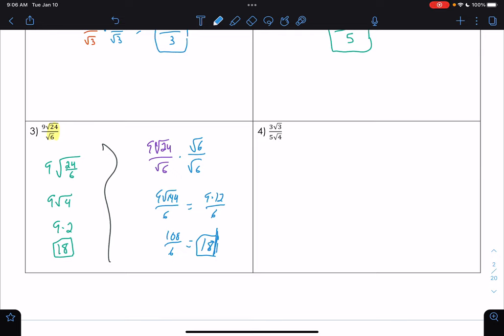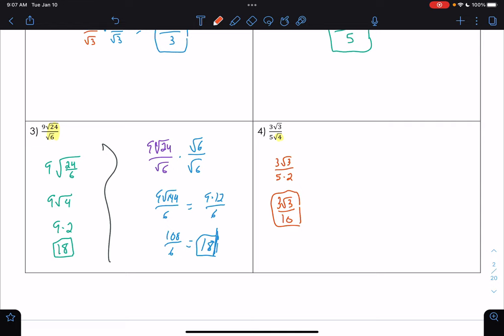Okay? Last one here. So we've got 3 square roots of 3 over 5 square roots of 4. Well, maybe right away you notice that square root of 4 is a perfect square. So this would be 3 square roots of 3 over 5 times 2. And 3 square roots of 3 over 10 is as far as we can go. That's as much as we can simplify. Because if you notice, there are no more radicals in the denominator, and there's nothing after we simplify the denominator into 10. 3 over 10 does not simplify at all. So that's as much as we can do.